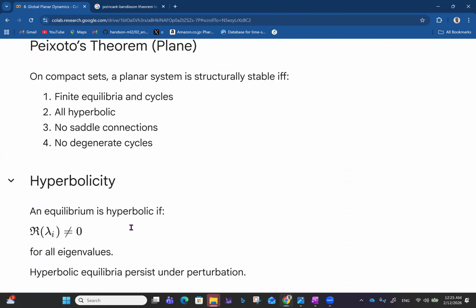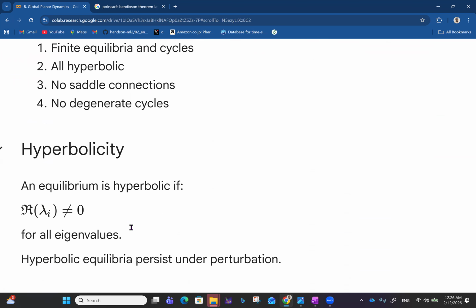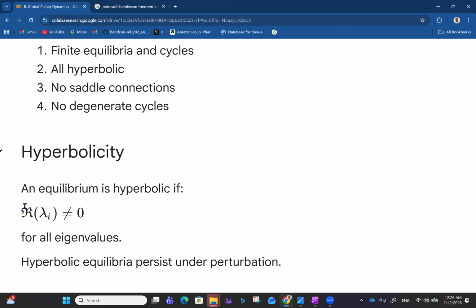Then we talk about hyperbolicity. Of course, we've made mention of that already. An equilibrium is hyperbolic if the real part of the eigenvalue is not equal to zero. So if it is equal to zero, then it is non-hyperbolic. And that applies to all eigenvalues. If you have 10 eigenvalues and one of them has a zero real part, then it breaks. So you can say that particular equilibrium is not hyperbolic, and it disrupts the whole thing.